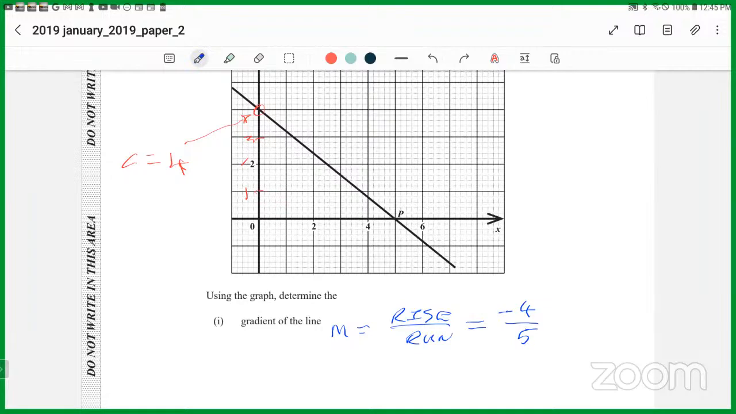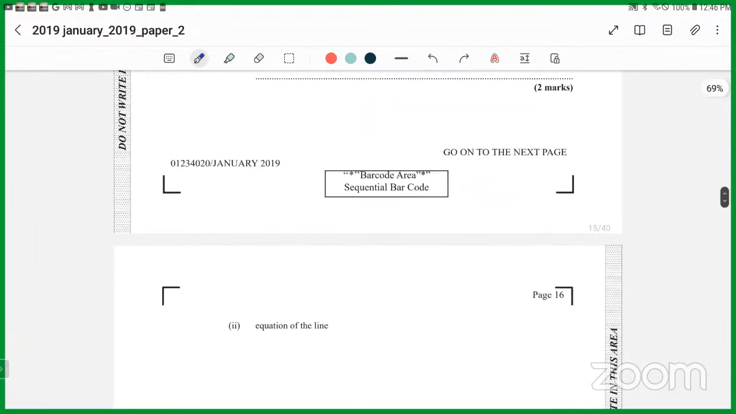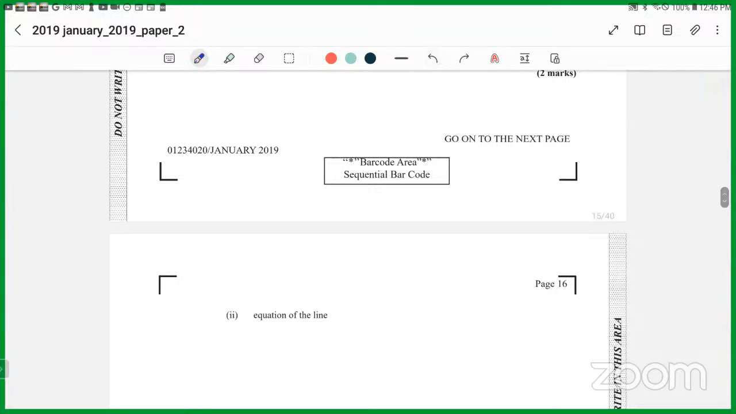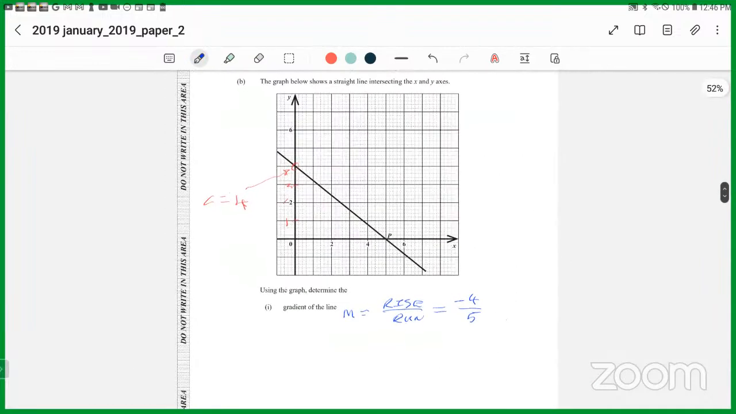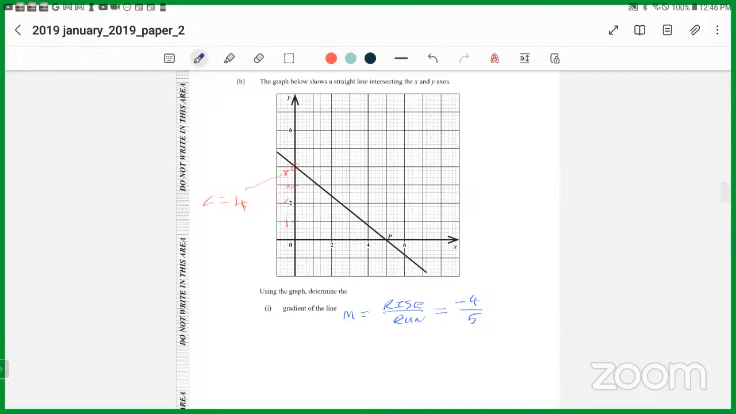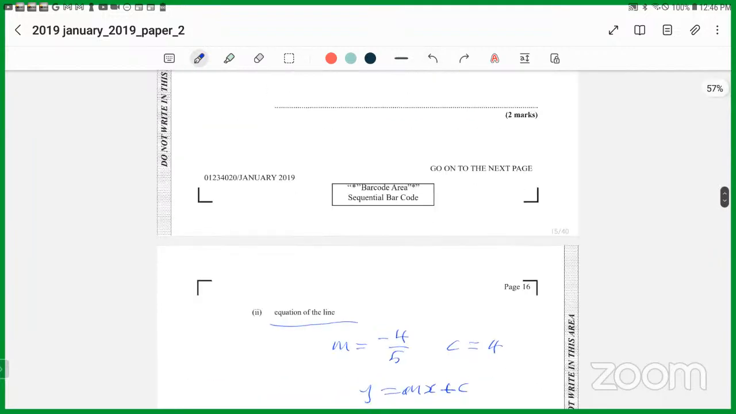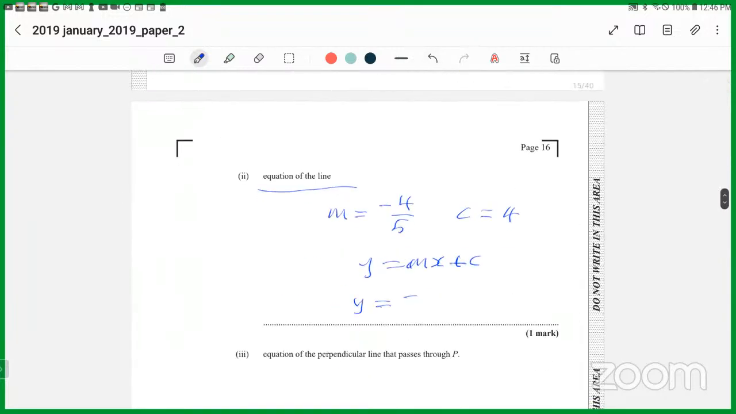So if you ask for the equation, you just need to write it down. You have to calculate nothing. The m is -4 over 5, and the c is equal to 4. The equation is y equals mx plus c. The graph is showing you the c, and it is showing you the rise over the run. So the equation becomes y equals -4 over 5x plus 4. No calculation needed. This is 1 mark.